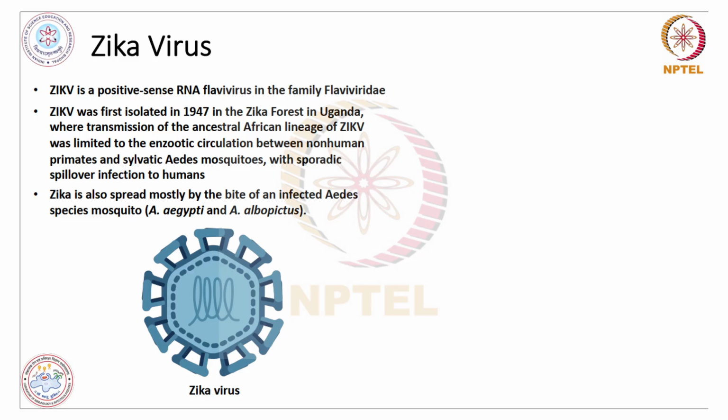The next one is your Zika virus. This is a positive sense RNA virus, and the family is the same, the flavivirus or the Flaviviridae family.